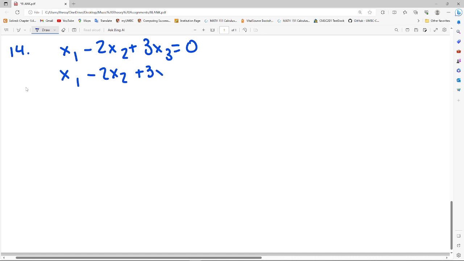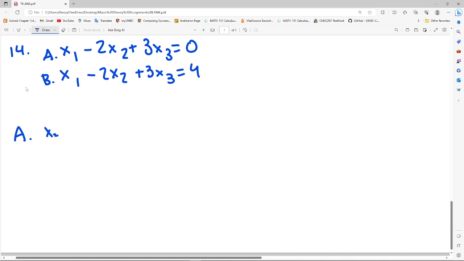So now we're going to look at the final question, which is, I believe, question 14. This one asks to describe the two solutions. So we have these two right here. I'm going to label this as A and I'm going to label this as B. Let's start with A right here. So we're going to put these in parametric vector form.